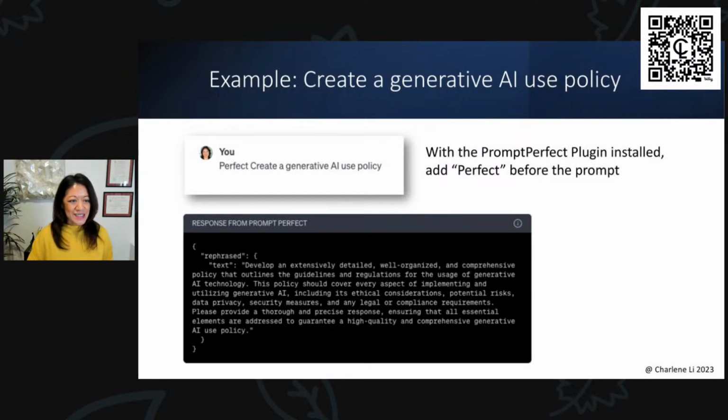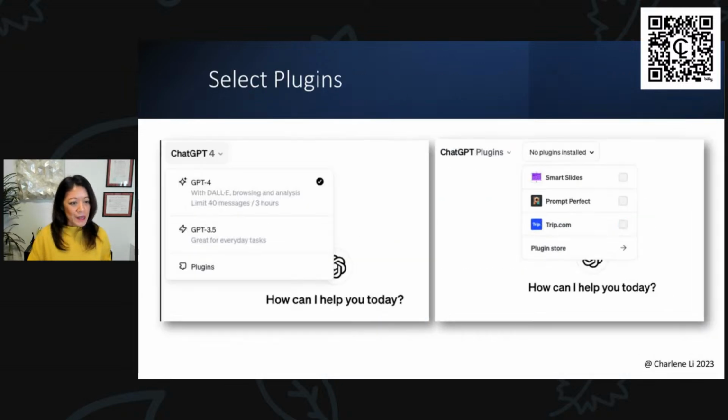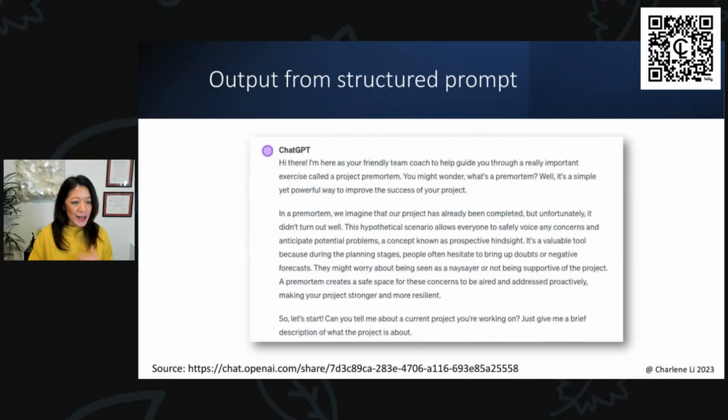So let me give you an idea of what that looked like. So this is the response. Again, a little hard to read, but it goes through. It says developing a comprehensive policy involves several key components. Here's a structured approach to creating such a policy. So introduction and purpose, definitions, ethical considerations. So it just goes through and lays out all those different processes and questions you have to answer. So this is a very different response using Prompt Perfect than what you would normally get if you just put in the other things. So let me just give you a quick idea of how to actually do this.